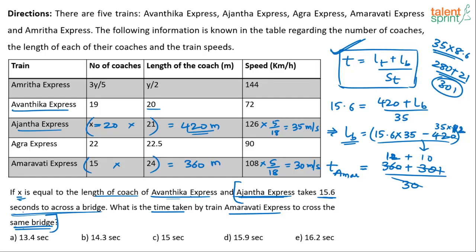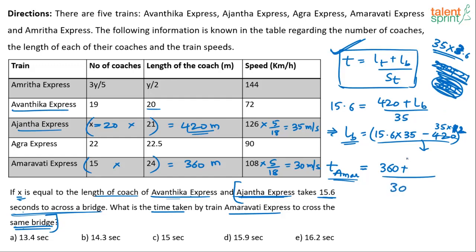This time it's a calculation mistake. Last time I picked up a wrong value, but this time it's a calculation mistake, and I deserve to lose 1.25 marks again. I took 420 as 35 into 7. It should be 35 into 12. So 35 into 12. If you take 35 common, it will be 35 into 3.6. How much will that be? Let me clear it, sorry. So time taken by Amravati is length of Amravati, which is 360, plus length of the bridge that we'll anyway get from there, and speed of Amravati is 30.